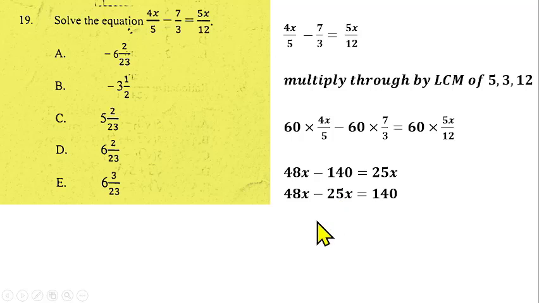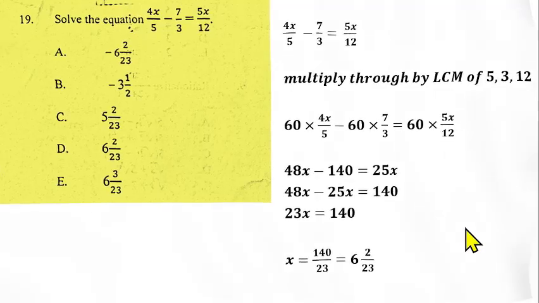This minus this will give us 23x equals 140. Divide both sides by 23, and you'll be having 140 over 23. Because of our options here, change it to a mixed fraction, and that should give us 6 and 2 over 3. So that makes option D the right answer for question number 19.